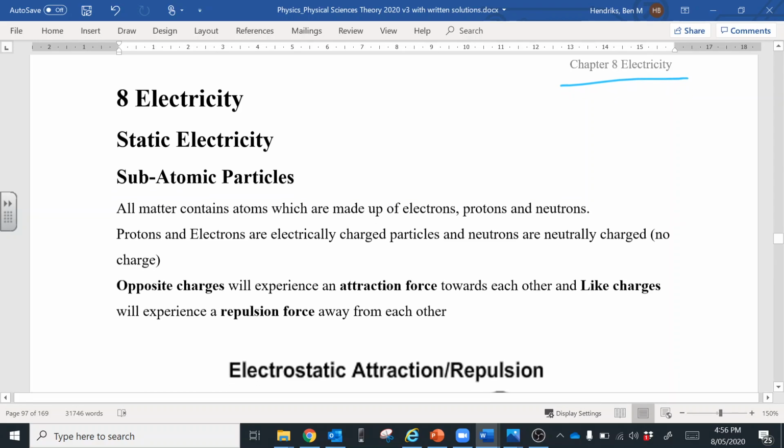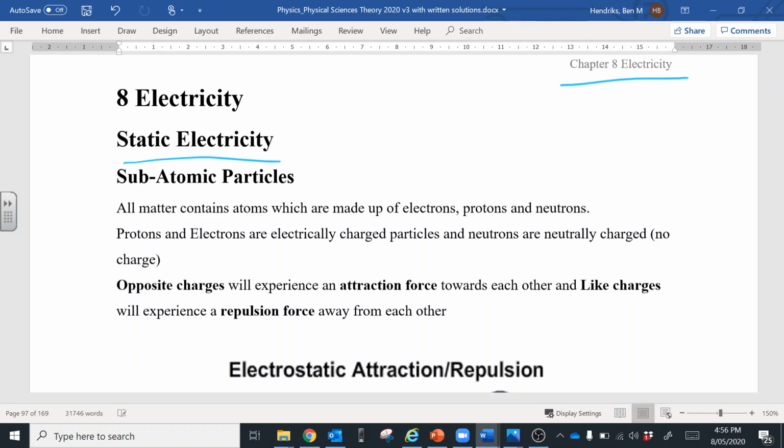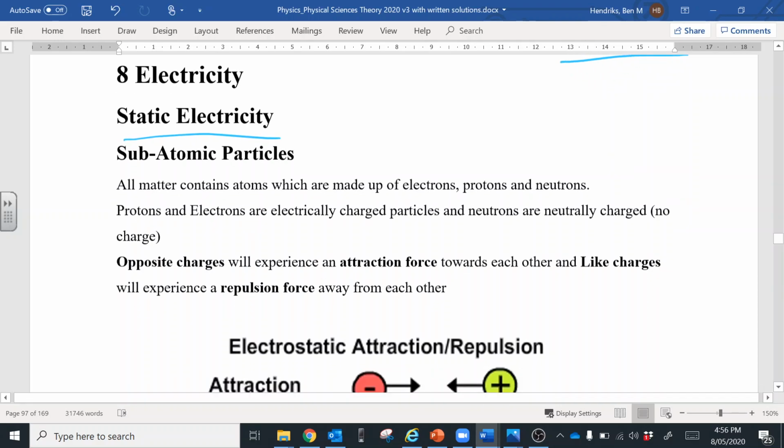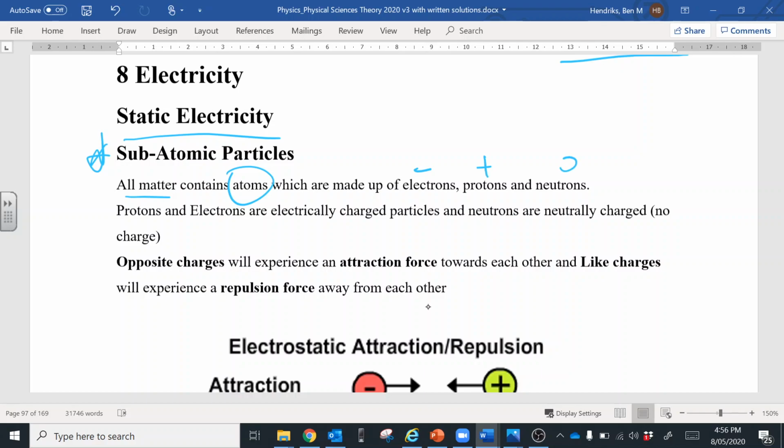So going to start off by looking at static electricity, and before we start that I just want to talk about subatomic particles. So hopefully you've heard of these particles before. All matter contains atoms which are made up of electrons, protons, and neutrons. I put a negative sign above electrons and a positive sign above protons and a zero above neutrons. That's because protons and electrons are electrically charged particles and neutrons are neutrally charged, no charge. So electrons are negatively charged and protons are positively charged. And the easiest way to remember that is pro and positive, and then you're pretty much right.